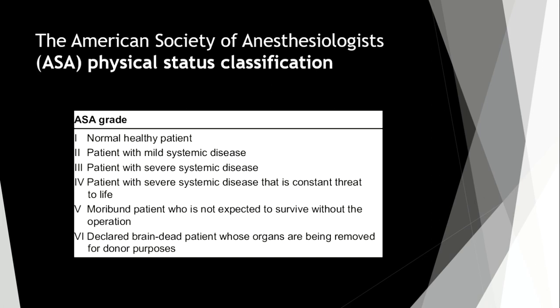ASA. First grade, a normal, healthy patient. Second grade, a patient with mild systemic disease. Third, a patient with severe systemic disease. Fourth, a patient with severe systemic disease that is a constant threat to life. Fifth, a moribund patient who is not expected to survive without the operation. And sixth, a declared brain-dead patient whose organs are being removed for donor purposes.